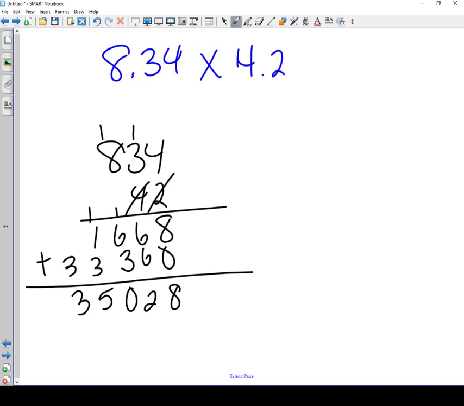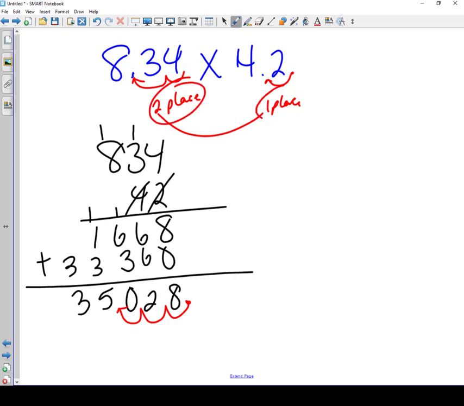I go back up to the original problem, and I start at the far left side, and I count 1, 2 places here for my decimal place. I start on the far right side, and I count over 1 place to find my decimal place, and so 2 and 1 make 3. So again, I start over here in my answer, and I count over 1, 2, and 3 because it's a combination of all of the decimal places in both numbers that we started with. And so my answer for this is going to be 35 and 28 thousandths.